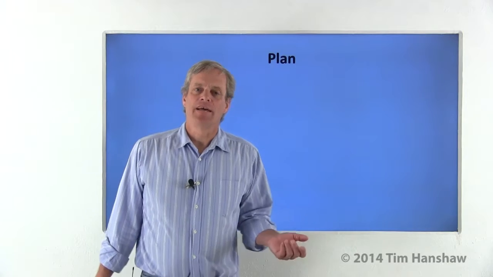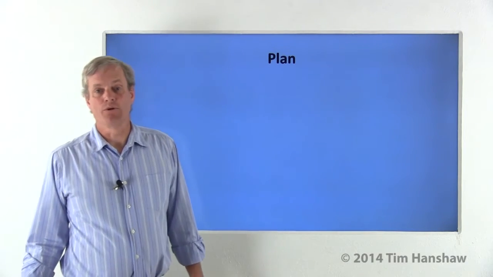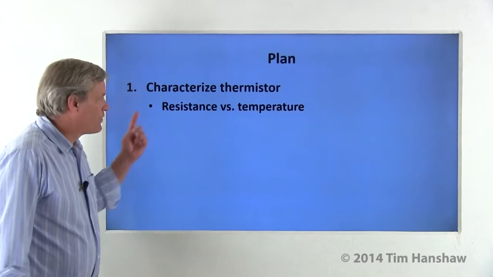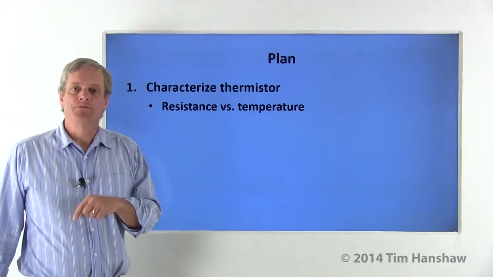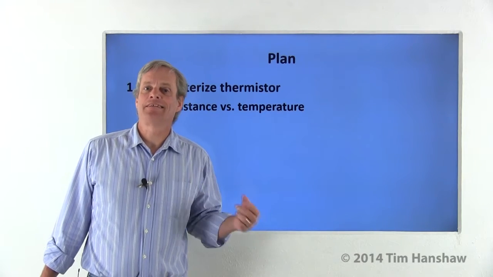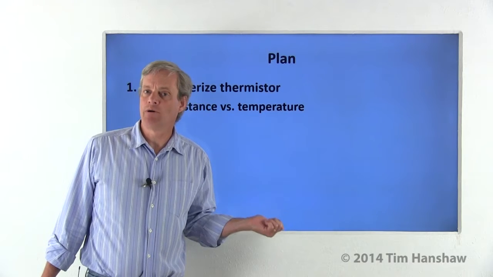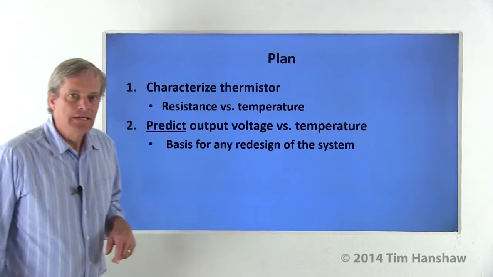Here's my recommended plan of action for doing the analysis and data reduction necessary to write your report. First, you need to characterize the thermistor. You need to measure the resistance as a function of temperature. I'll do that part for you, and in the next section of this video, I'll show you how I acquired the data. The data will be available on the website.